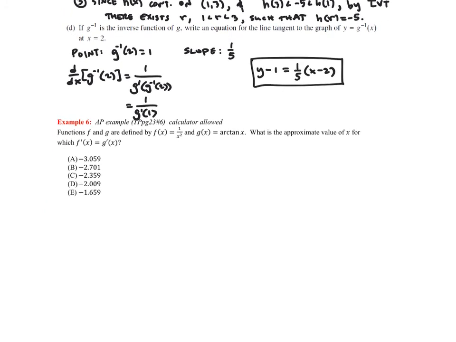Okay, example number 6. Example number 6 is a calculator allowed question. So the first thing I would do is consider y1 and y2 in your y equals screen. It looks like functions f and g are defined as the following. What is the approximate value of x for which the derivatives, or the slopes, are equal? So in y1, I would put f prime of x, and in y2, I would put g prime of x.